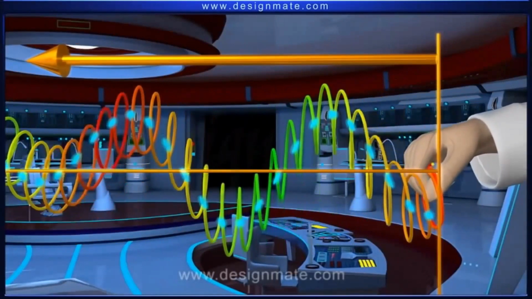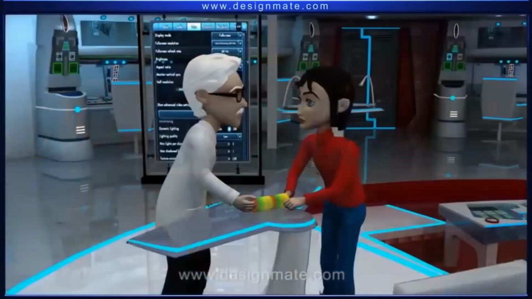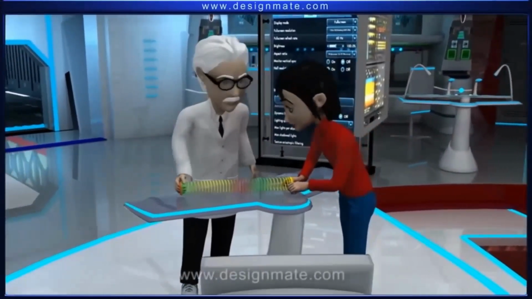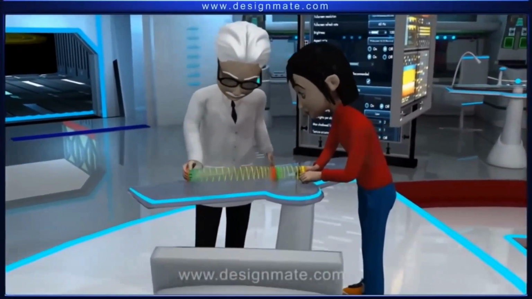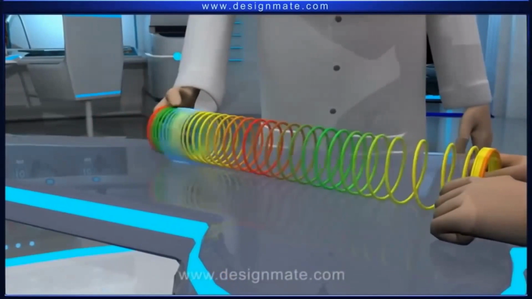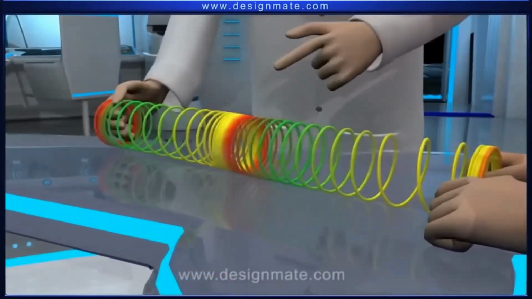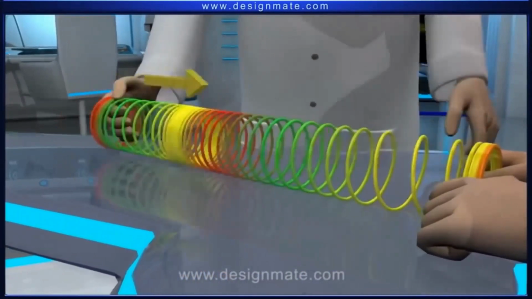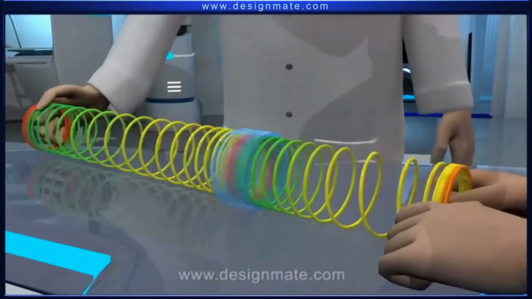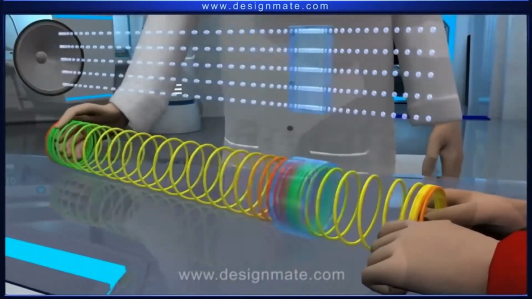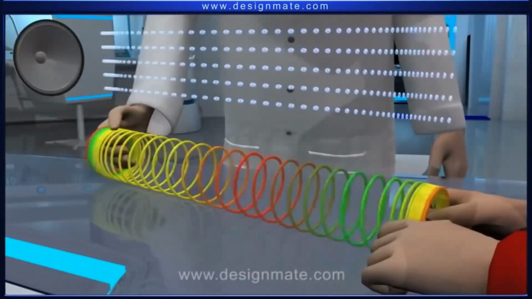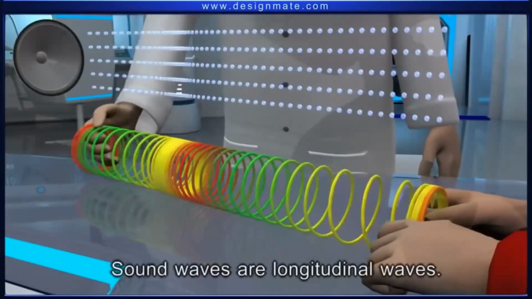Now let's see what a longitudinal wave looks like. Emily is holding one end of the slinky, while Dr. Zook is pulling its other end towards himself, and then pushing it towards Emily. Watch closely, and you will notice that some of the coils crowd close together, and then slowly move farther apart. This is because the vibrations are parallel to the direction of the wave. If the wave moves from right to left, then the particles also vibrate from right to left. This is a longitudinal wave. Sound waves are longitudinal waves.